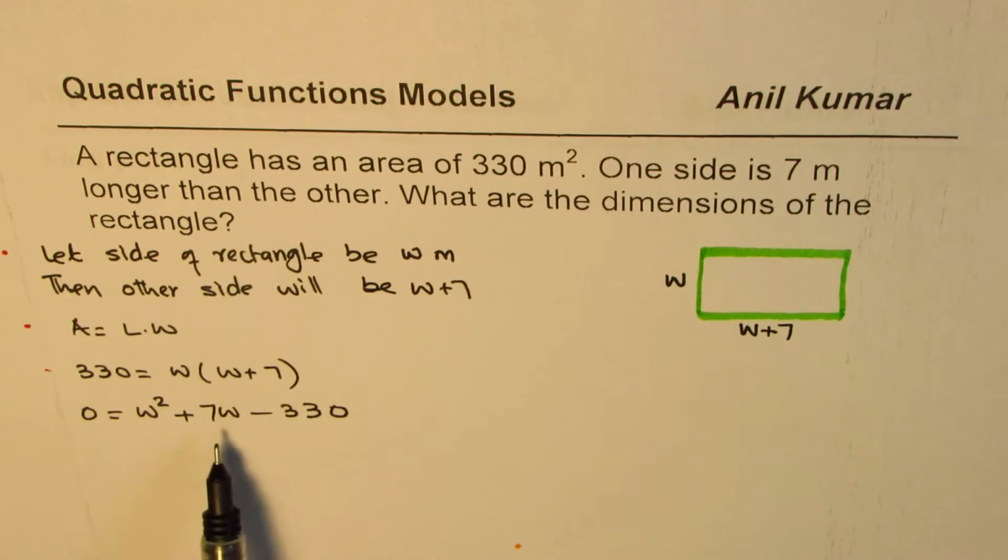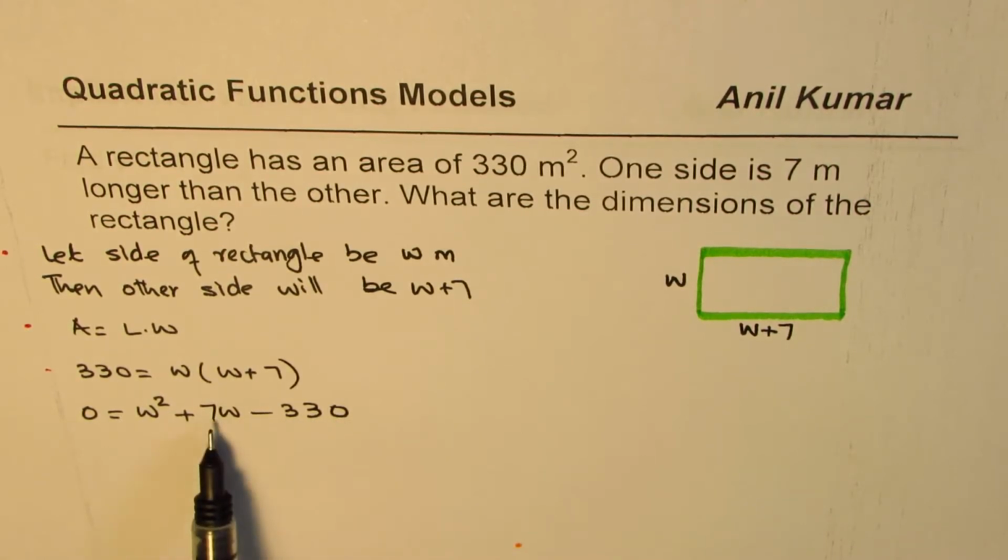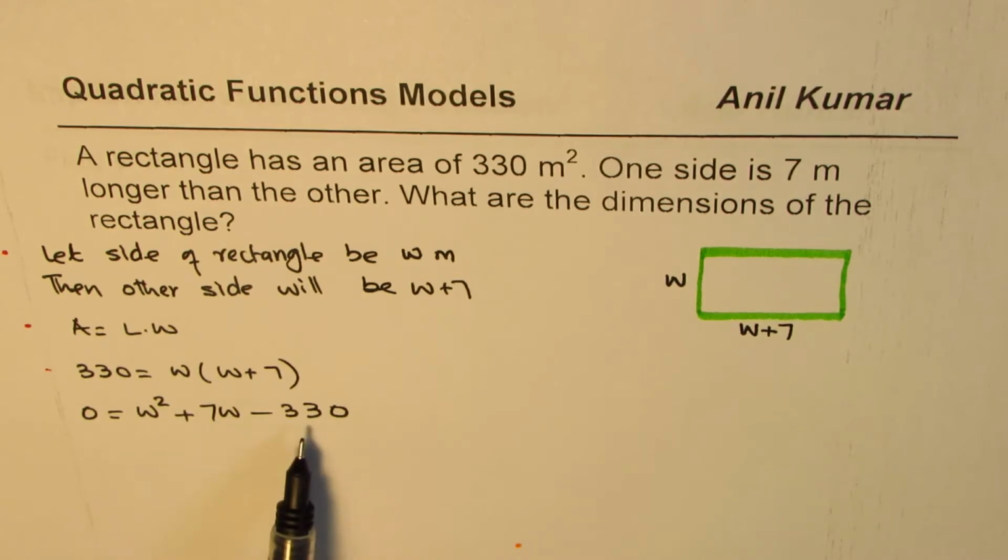Now, in this case, you could actually factor to find the answer. Product of two numbers being 330, and the sum being 7. That is one way you could do it. The other way, you could use the quadratic formula. So you could do both ways. Correct? Whatever you feel convenient with, you could try that out.